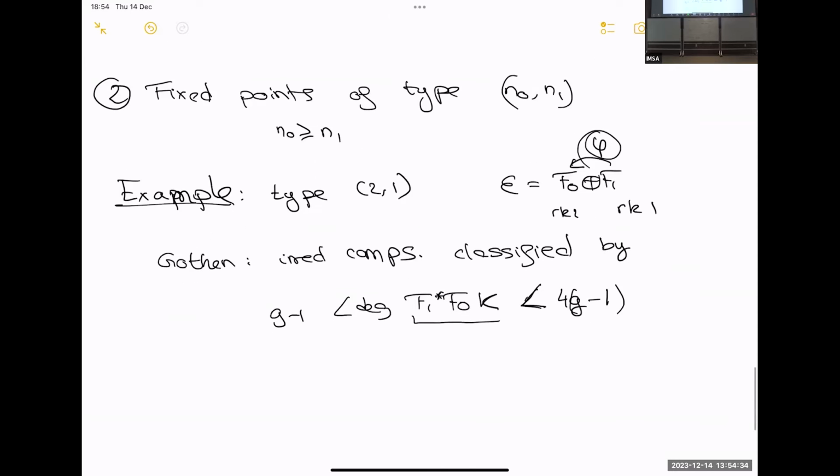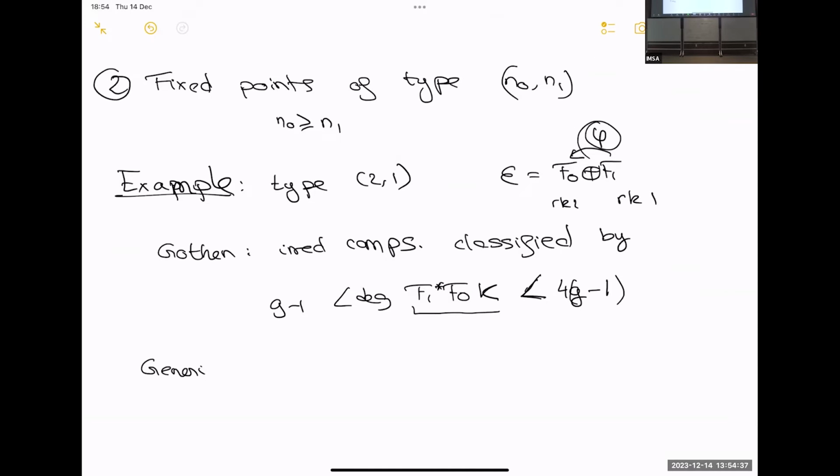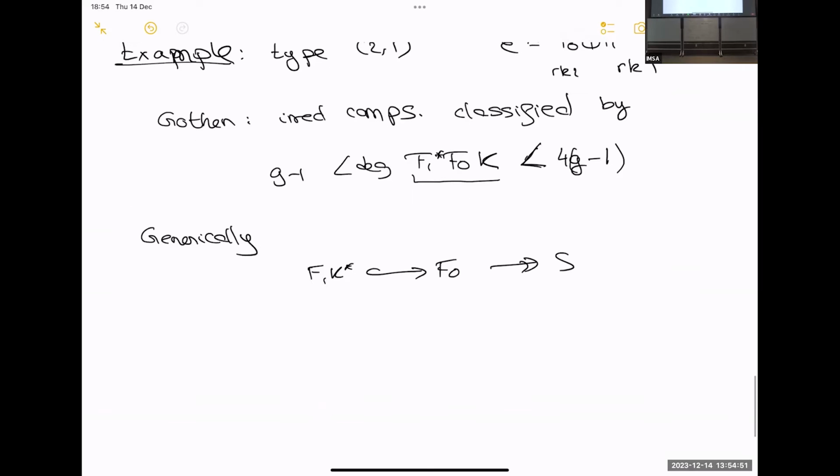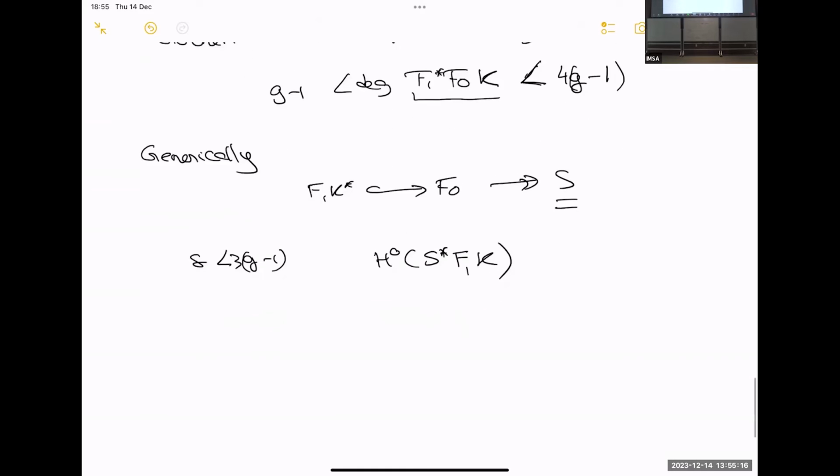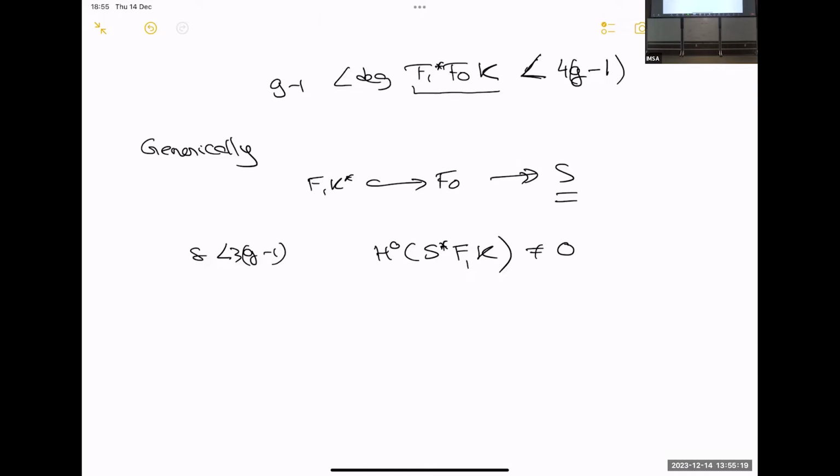And in fact, generically one can see that the Higgs field is going to be saturated inside F0. So F0, in other words, is an extension of F1K dual by a certain quotient. So what happens is that when delta is strictly smaller than 3g minus 3, a Riemann-Roch computation tells you that there's always a section from this quotient into F1K. So taking, say, a beta here, a given section, one can cook up a Higgs field.